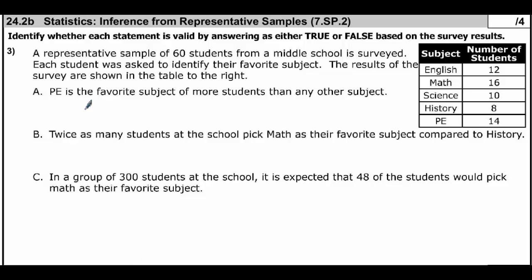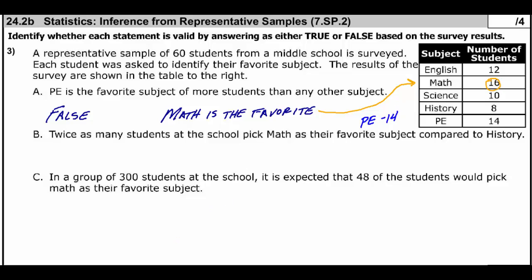true or false. First statement, PE is the favorite subject of more students than any other subject. You can say false. You know that that's not true. You know that math is the favorite. Now, you know math is the favorite just because math is everybody's favorite. You can do that without sampling. But you can't rely on that for this problem. What you can rely on is this data. There are 16 students who like math, and there are only 14 students who like PE. So PE has 14 students, while math has 16 students. So you know that's false.